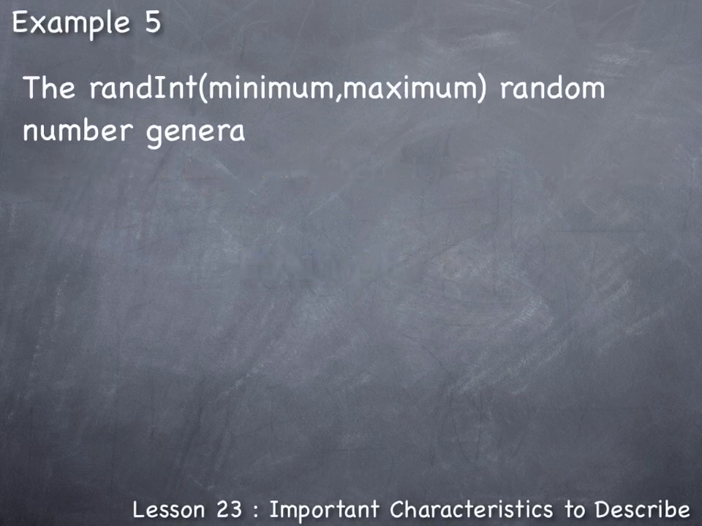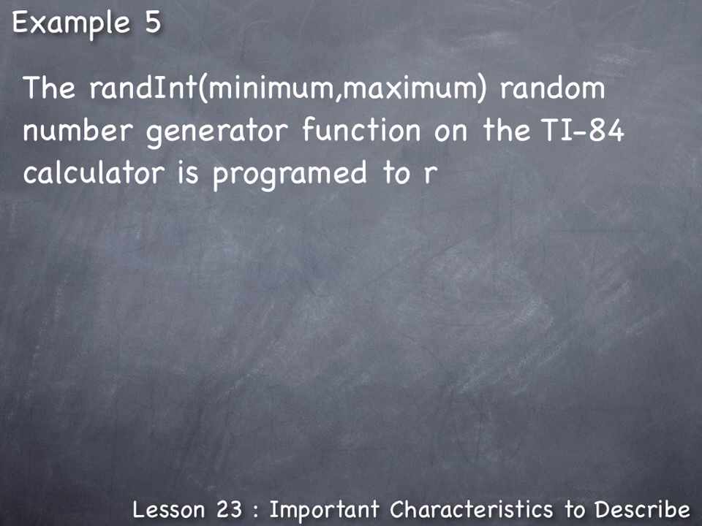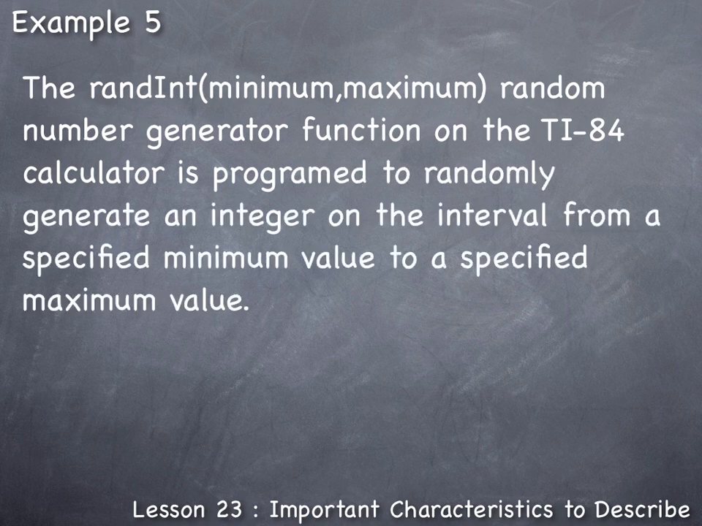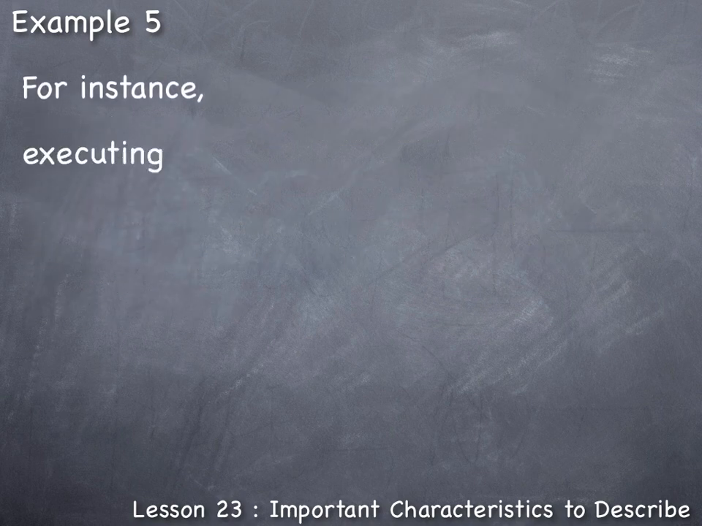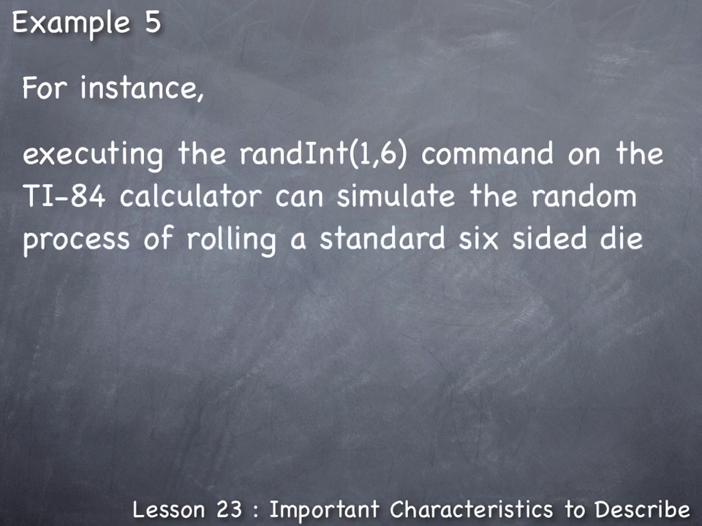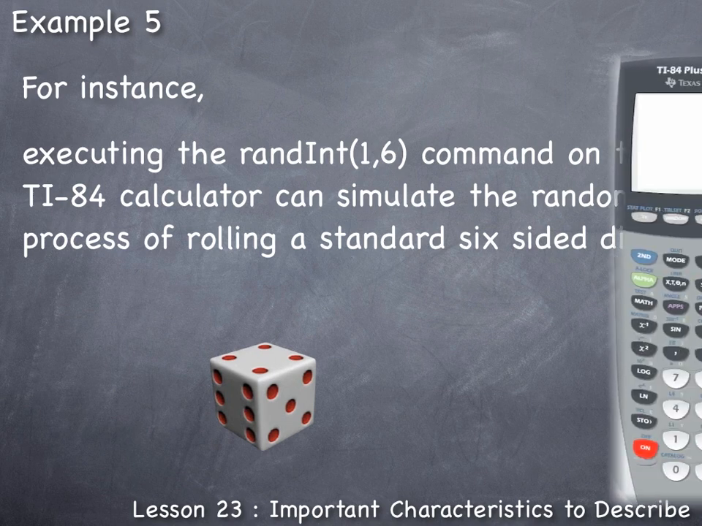The randInt(minimum, maximum) random number generator function on the TI-84 calculator is programmed to randomly generate an integer on the interval from a specified minimum value to a specified maximum value. For instance, executing the randInt(1,6) command on the TI-84 calculator can simulate the random process of rolling a standard six-sided die.